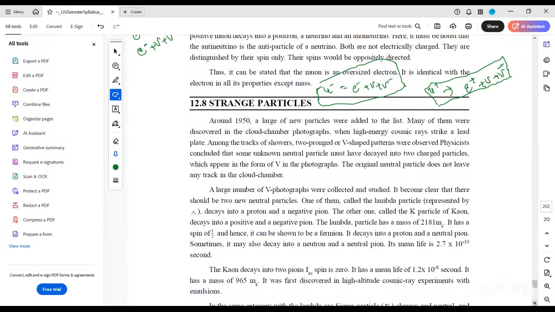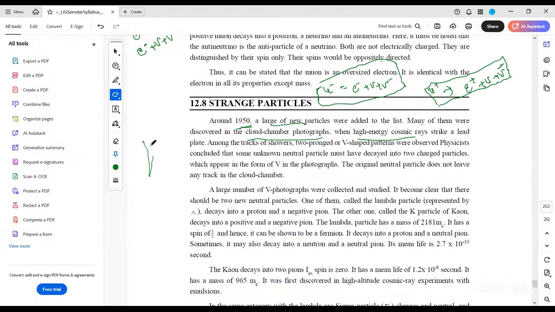Actually, in 1950 a few new particles were discovered. What are the new particles discovered? In 1950 large new particles were discovered. Actually, how did they discover this? In the cloud chamber photographs, when high energy cosmic rays strike a lead plate.